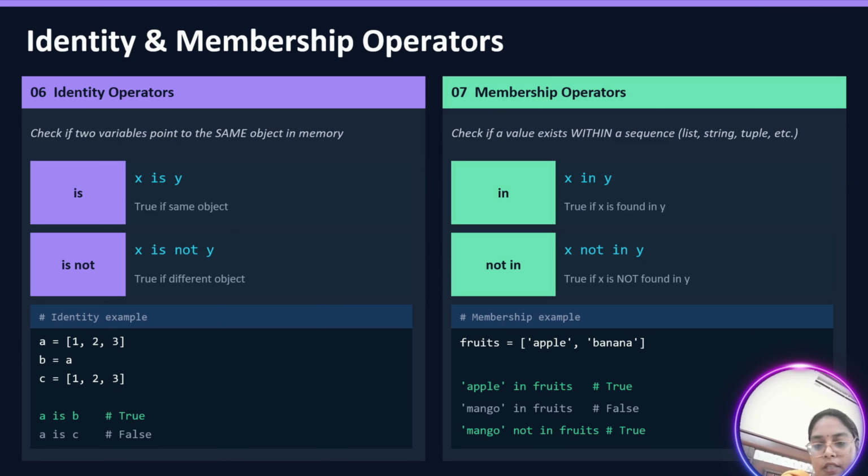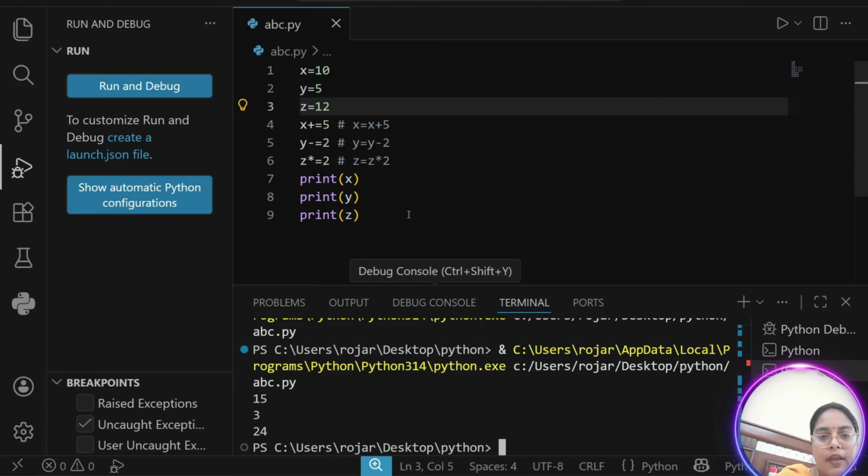So let us do it practically. What will the identity operator do? It checks if two variables point to the same object in memory or not. Whereas the membership operator will check if the value exists within a sequence or not. These are the two operators we will be checking. So let us move into the code and see.